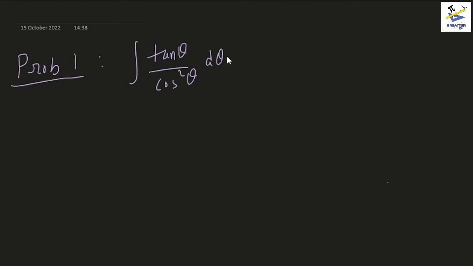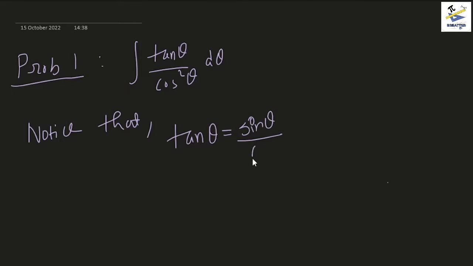So problem 1 is the integral of tan theta divided by cos square theta. Now the integration of tan theta by cos square theta can be achieved, but we just have to use a few properties first. So remember that tan theta is equal to sin theta by cos theta, right? But why do we need it?